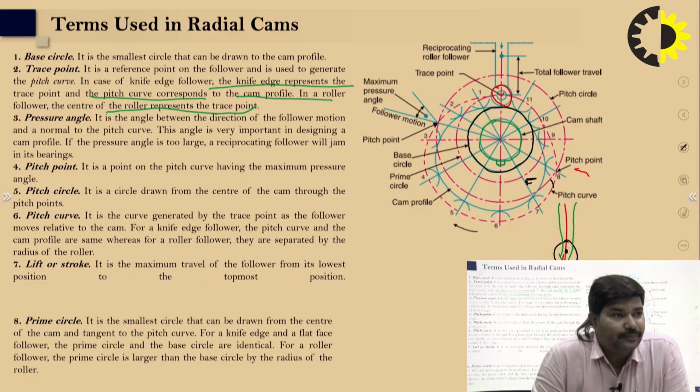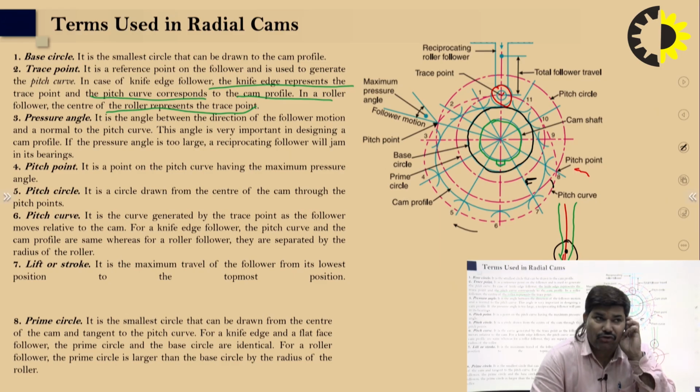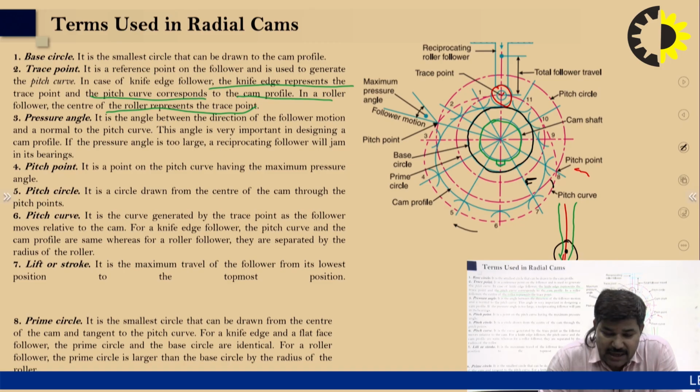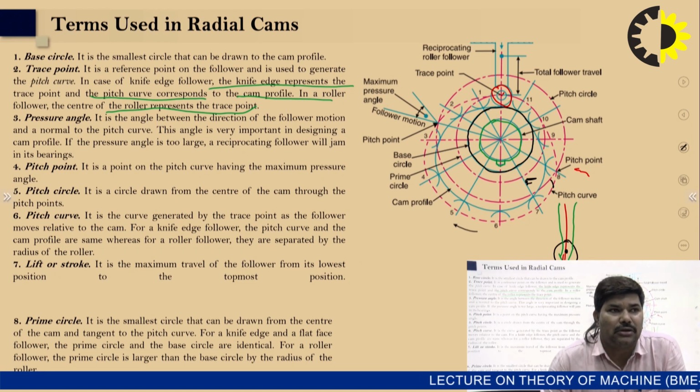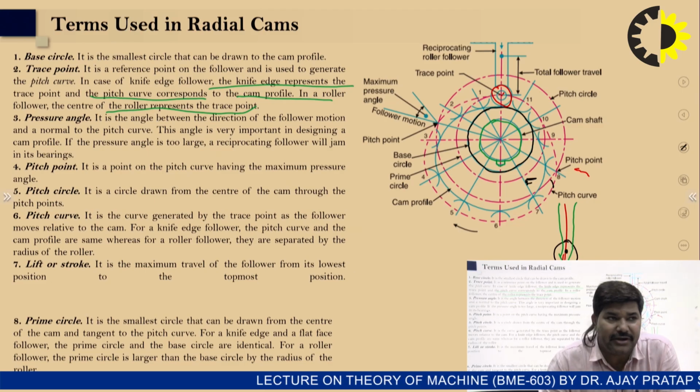The third one is pressure angle. The pressure angle is the angle between the direction of follower motion and the normal to the pitch curve. This angle is very important in designing the cam profile. If the pressure angle is too large, the reciprocating follower will jam in the bearing, right? So the pressure angle is kept limited.